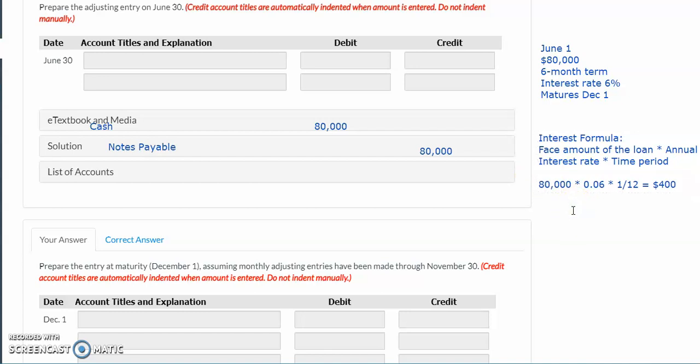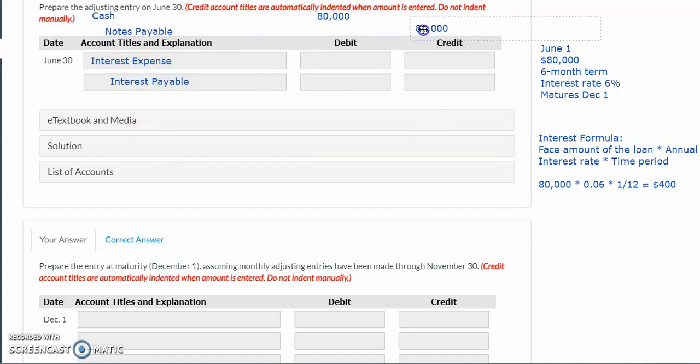month. So each month for 4 months, we're going to debit interest expense and credit interest payable. So that will happen every month for 4 months. So just as a reference, I'll include our initial journal entry up above this. And the amount we're going to debit and credit is going to be $400 from our calculation.